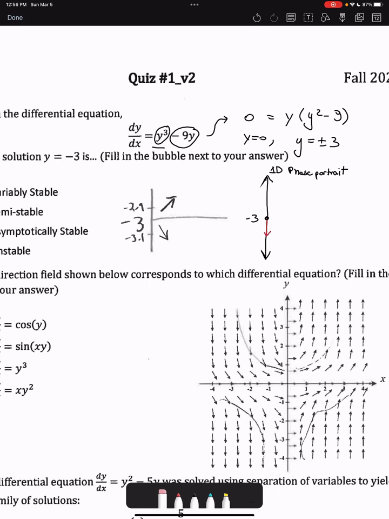If it's something more positive, between 0 and 3, well, let's try. If we put -1, for example, we'd get -1 plus 9, because -1 times -9 is equal to +9. So we'd get a positive value here. So this means that this is unstable, because everything is going away from it.